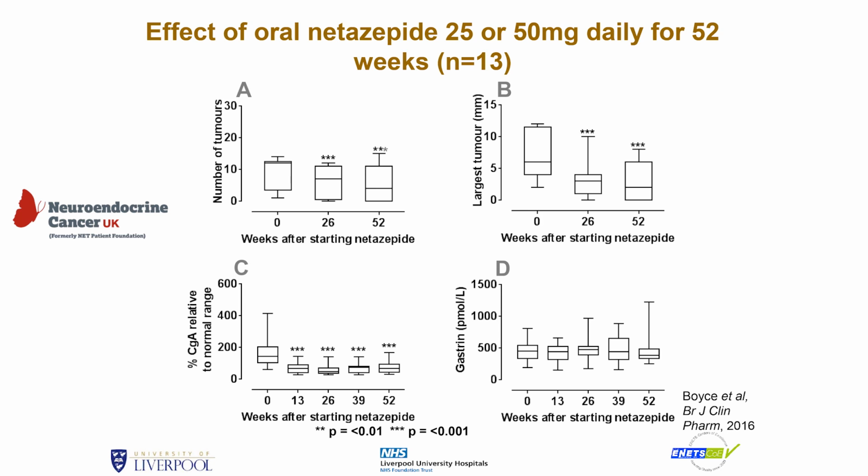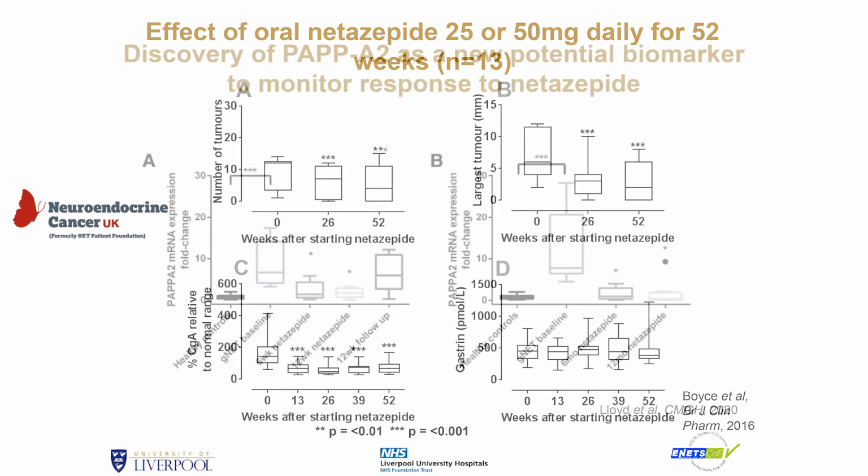However, the most interesting effect we saw was a decrease in the size of the largest tumor. So in a few patients, they went away, but in most, they reduced significantly in size. We also saw a reduction in the chromogranin A level in the blood, which many of you will be familiar with as a biomarker of neuroendocrine tumors. The gastrin level in the blood didn't change, but that wasn't expected. So that was, again, a confirmed response.